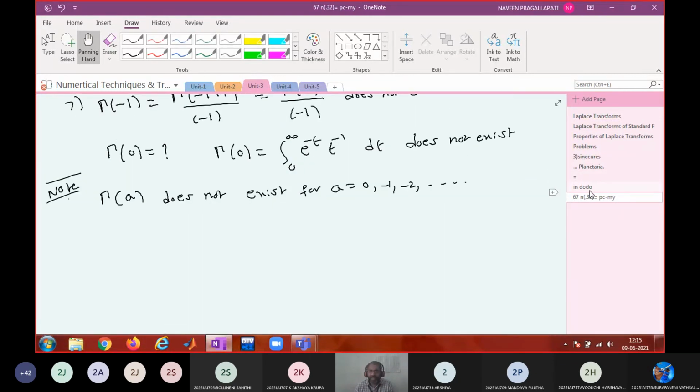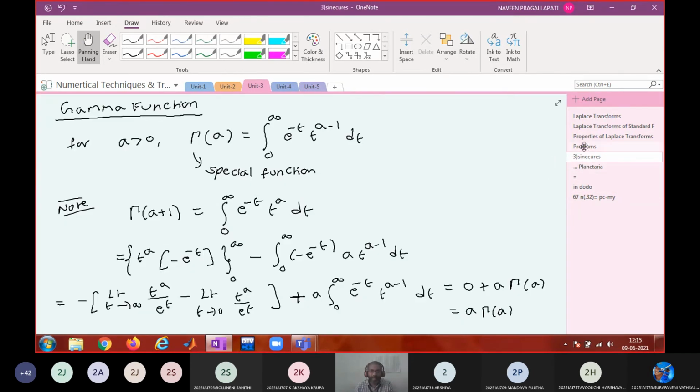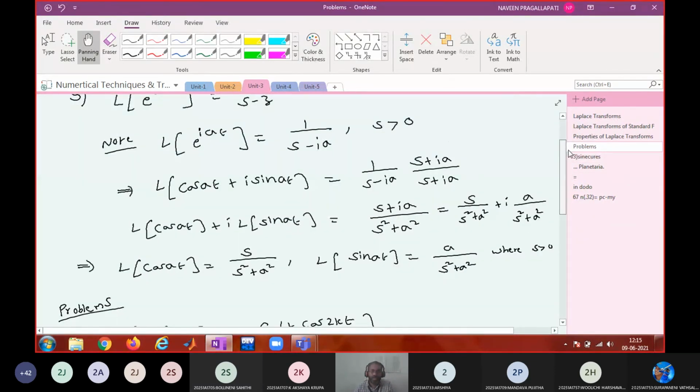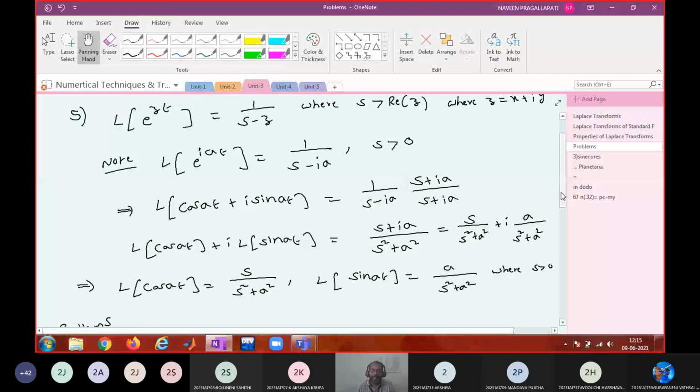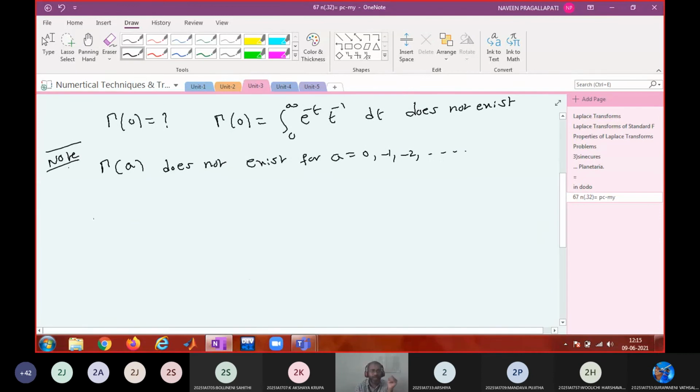So how many standard transforms have we computed? Laplace of sine is the last one, right? I think constant function, exponential function, hyperbolic function, trigonometric function. Now, what about polynomial? Not necessarily polynomial. So now find out Laplace transform of t power.